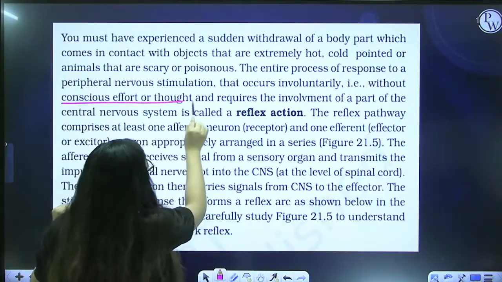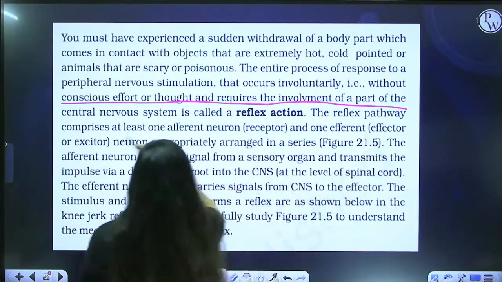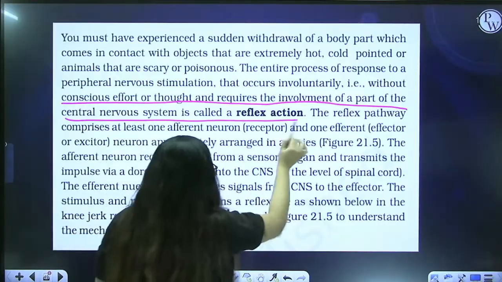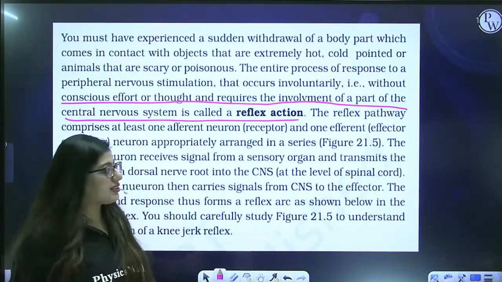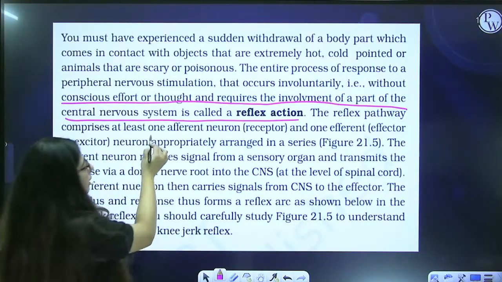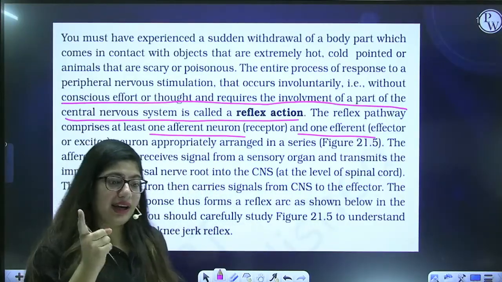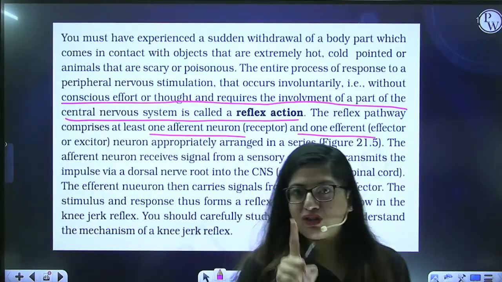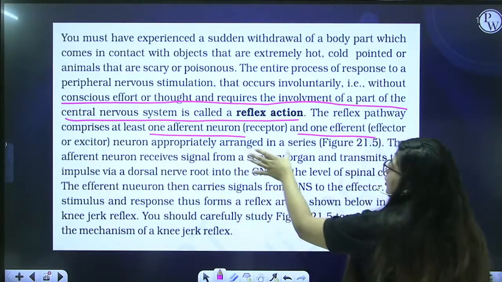that means involuntary or without thought, and requires the involvement of a part of the central nervous system, is called reflex action. So CNS and PNS both are working in reflexes. The reflex pathway comprises at least one afferent neuron and one efferent. So as we have done, at least one afferent and one efferent should be involved here, neurons arranged in a series.